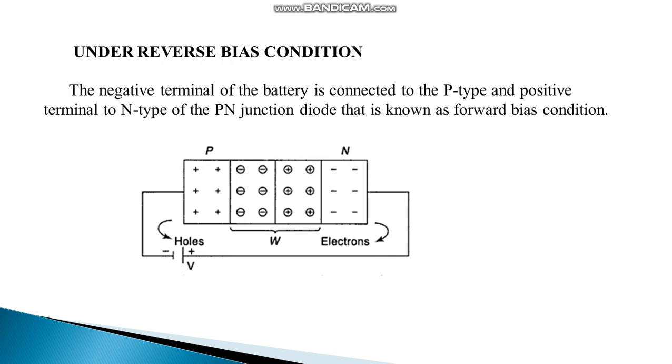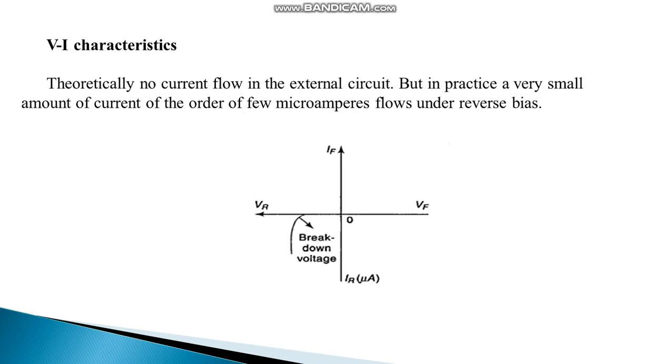Next one, reverse bias condition. The negative terminal of the battery is connected to the P-type and the positive terminal to the N-type of the PN junction, that is known as the reverse bias. So VI characteristics.